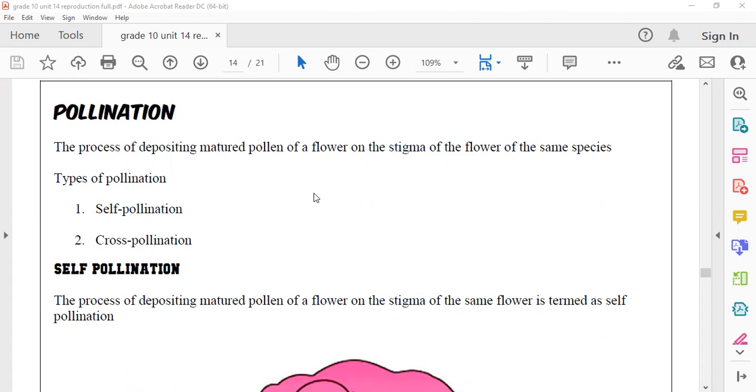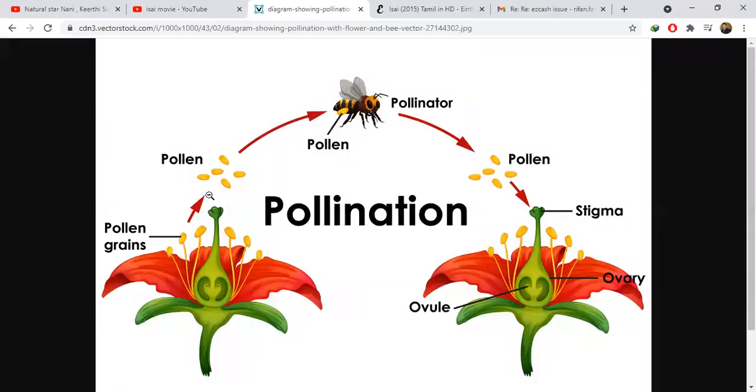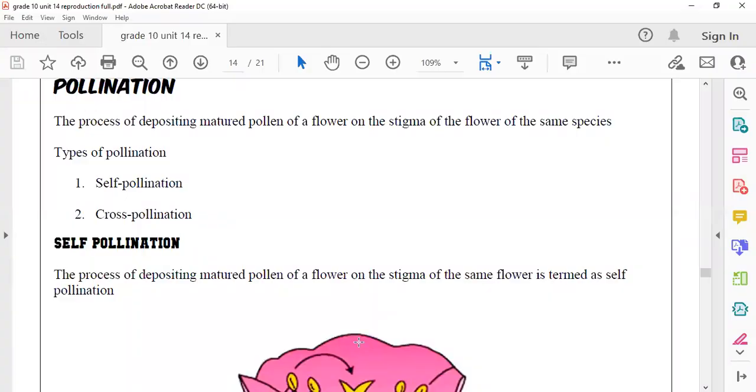You can see in this diagram the pollens are moving to the stigma. Pollens are made in the androecium or anther and they are transferred to the stigma. They go and stick to the stigma, and that is what we call pollination. In pollination, there are two types: one we call self-pollination, the other we call cross-pollination.